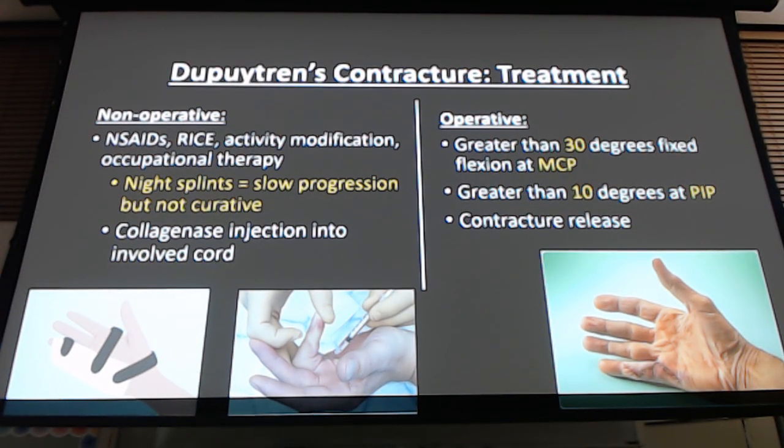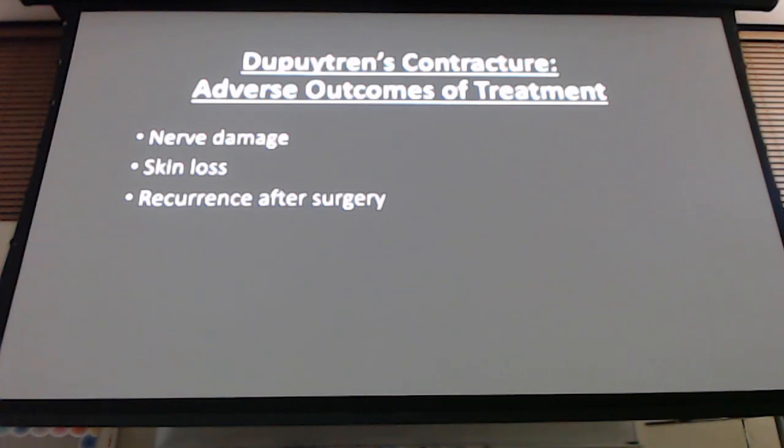Those numbers are 10 degrees at the PIP. That's not very significant, right? 10 degrees is pretty insignificant. Makes sense? But it can cause a very profound amount of disability. Okay? Did I answer your question, sir? Yes. Okay. So I think his question was, how long does it take to come on?